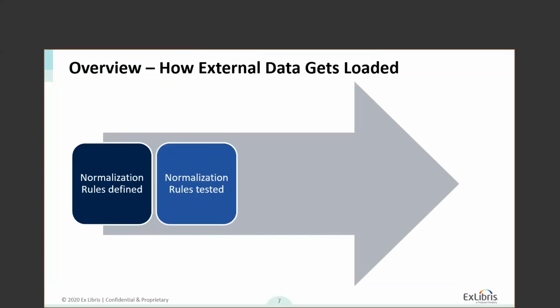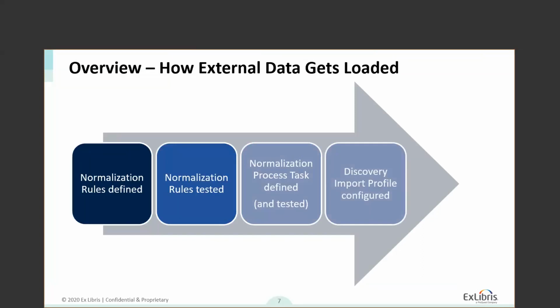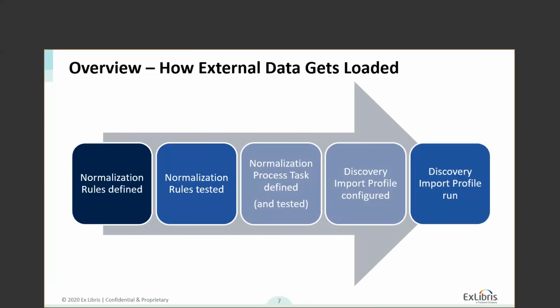But if you did define normalization rules, you would need to test them on a test record or a test set of records. And then you would define a normalization process task, which would allow the task to be used in the import profile. And it's very similar if you've created normalization process tasks for other parts of Alma to make data changes to Alma records. It's a very similar process. And then you would configure your discovery import profile to load your records into Alma to get them into Primo V. And then you would run it. And then I'll show how you can test viewing those records in Primo V, and how you might want to scope them.